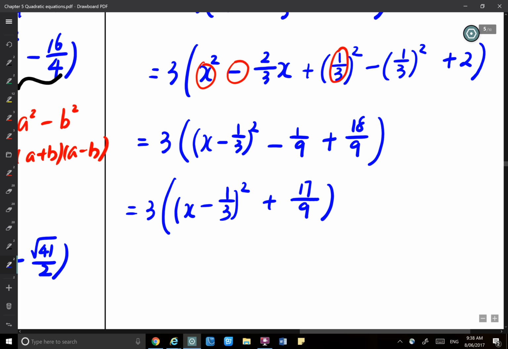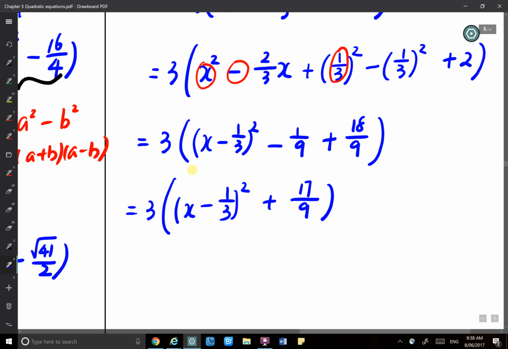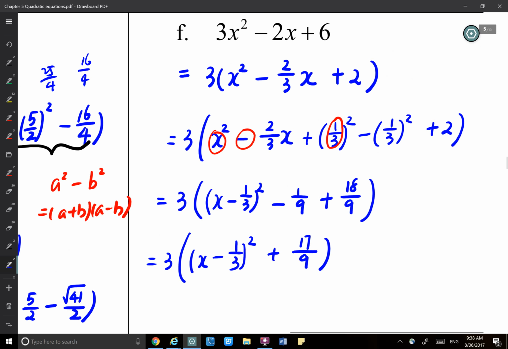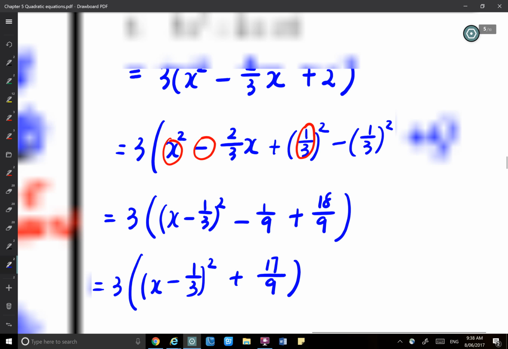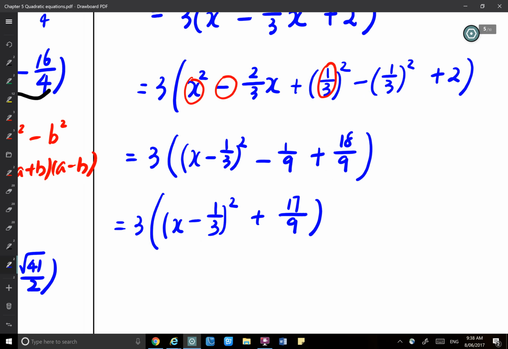Okay, can this be factorized or not? No, because there's a plus. Okay, that's a plus. I can't factorize that. Okay, that's these 3 examples we did yesterday. Just remember to simplify your answer all the time.